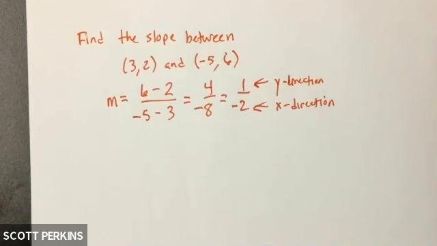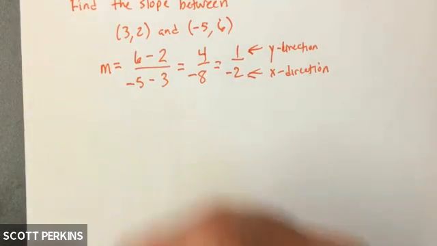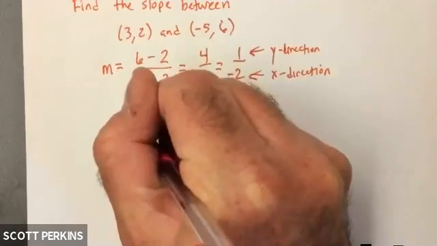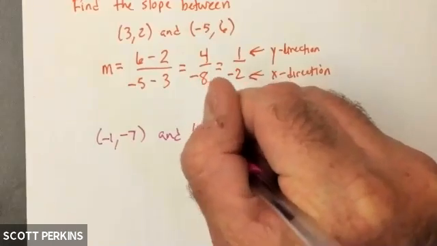But before we get to that, one more just to practice. I want to feel like a good professor today and make sure we're getting our practice in. One more pair of numbers. Find the slope between -1, -7 and 4, 2.